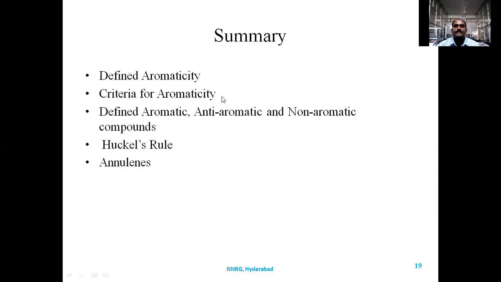That is only because of aromaticity. The criteria we have seen are cyclic, planar, complete conjugation, and Huckel's rule. We have defined so many examples of which compounds are aromatic in nature, which are anti-aromatic, and which are non-aromatic. Any compound which satisfies Huckel's rule of 4n plus 2 pi electrons is said to be aromatic. Anti-aromatic is any molecule which is planar, cyclic and completely conjugated, but has 4n pi electrons. Non-aromatic is when any of the four properties are not satisfied. And Huckel's rule is 4n plus 2 pi electrons.